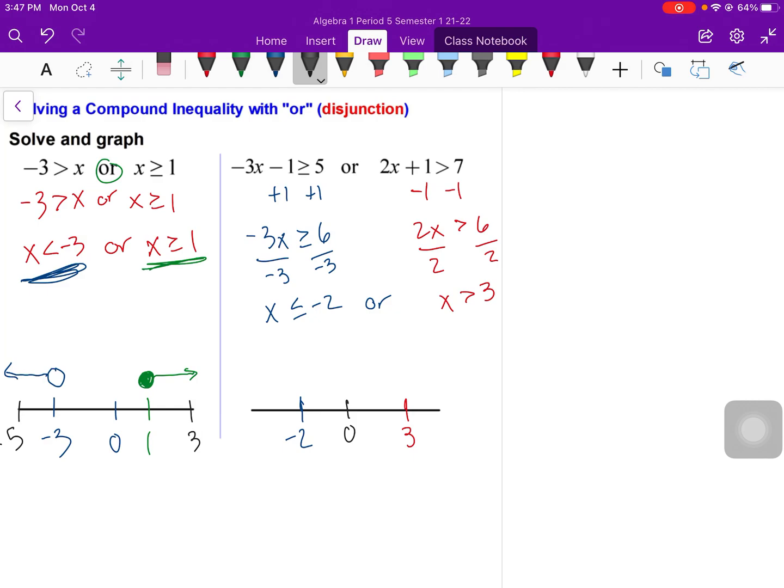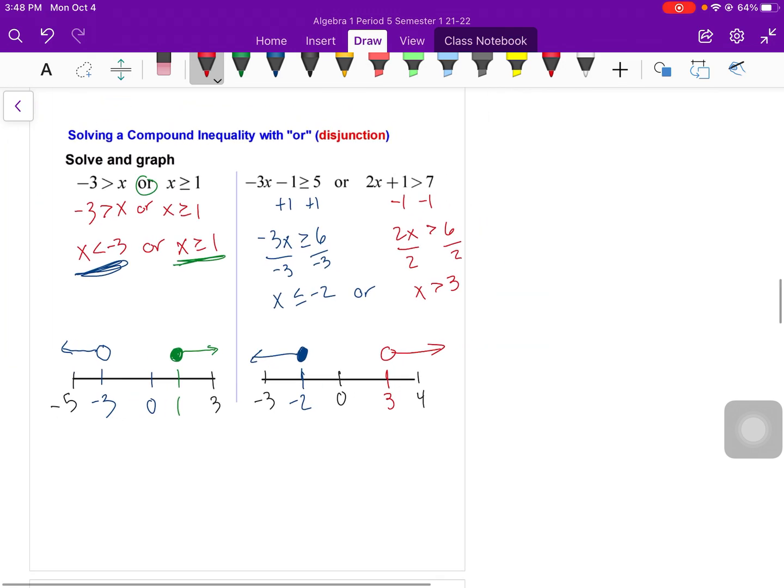I know that this is an or, so I'm going to have things sticking out the side, so I'll make that a -3. I'll make that a 4. So in blue, at -2, I have a closed circle, because it's an or equal to, and it's less than or equal to that. At x is 3, we have an open circle, because it's strictly greater than, which means it's going that way.